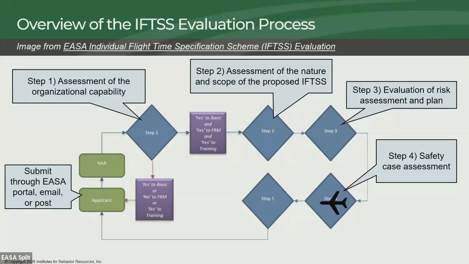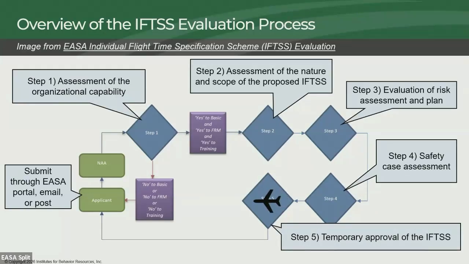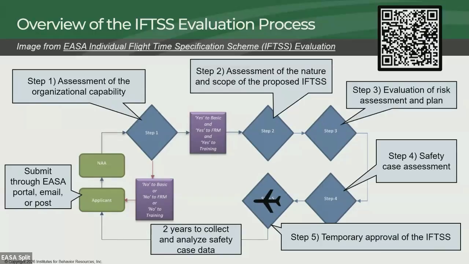So that might seem, I'm showing you data, it's the first thing you look at. No, there's a lot of hoops you have to jump through just to get your data looked at. And then the fifth step is not the end, it is the beginning. So now you have temporary approval to operate these flights, but you have a window where you need to collect data and analyze that data and resubmit it to demonstrate that you are doing this safely and as safely as something that's within regulations. Okay, and if anyone wants to read the entire document, I've included the QR code where you can go and find this EASA individual flight time specification scheme evaluation documentation online.